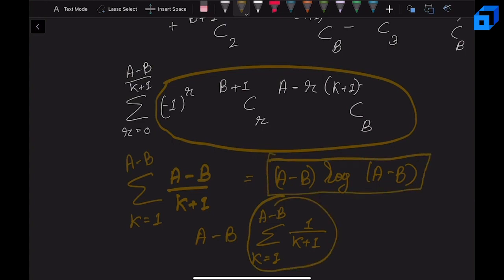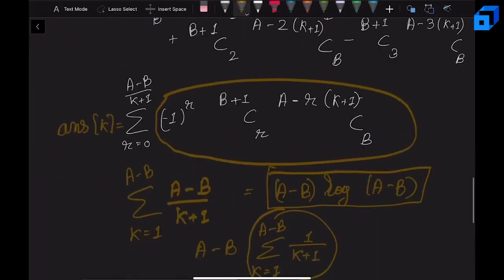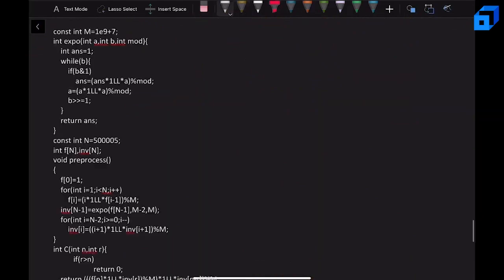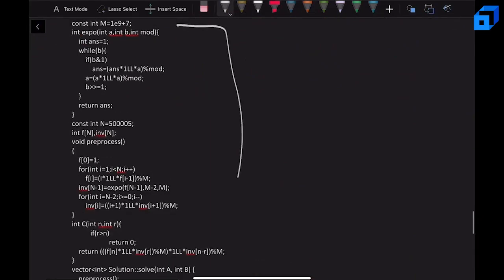So this gives us the answer for K, and for finding the sequences where the maximum consecutive matches lost is exactly K, we will simply do answer K minus answer K minus 1 as told previously. So let's actually look at the code, and this will be more clear. This part of the code is similar to the previous problem. All it does is store the factorials and inverse factorials and give us a way to calculate NCR in O of 1.